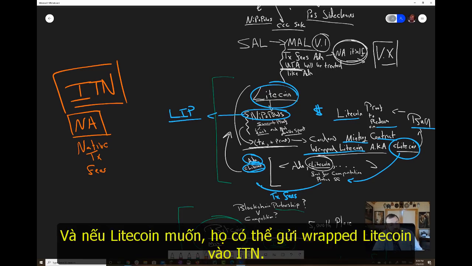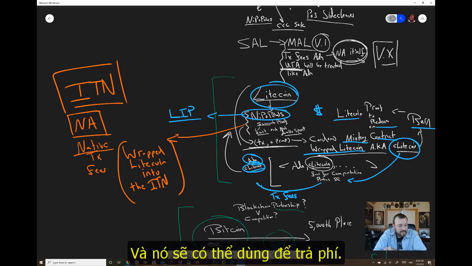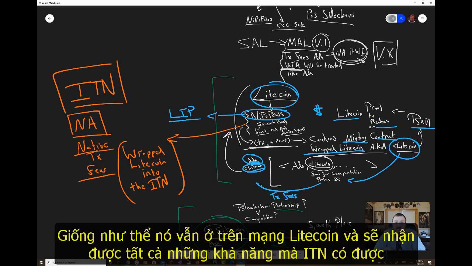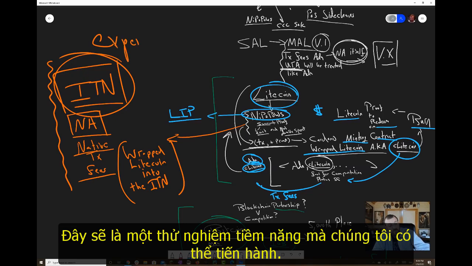And then basically, if Litecoin wanted to, they could send wrapped Litecoin into the ITN. And then that wrapped Litecoin would be able to operate as if it was a native asset, and it would be able to pay in its own fee. So it's as if it was on the Litecoin network, and it would get all those capabilities that the ITN happens to get. And the operators of that network would get those transaction fees as an example experiment. So this would be a potential experiment that we could conduct.